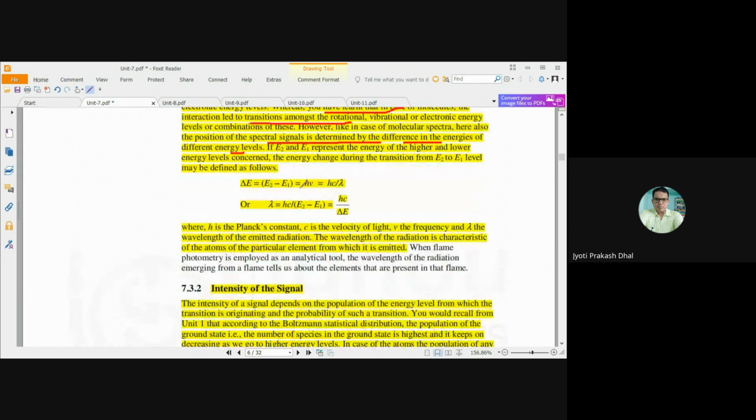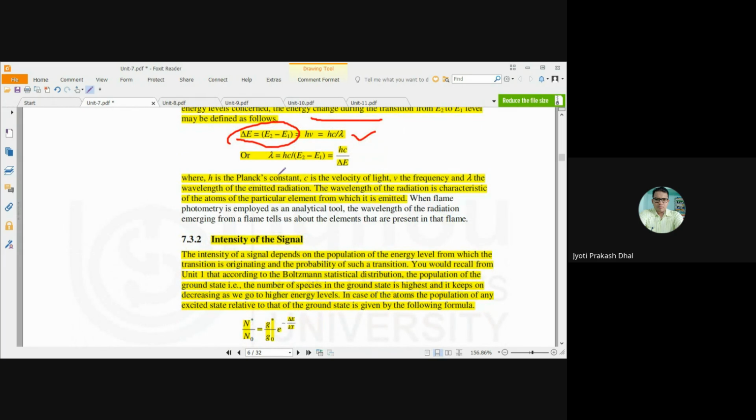For example, if E1 and E2 represent the energy of the higher and lower energy levels, then the energy change during the transition from E2 to E1, that is delta E, equals E2 minus E1, which is equal to h nu, that is equal to hc by lambda. From this, you can calculate lambda equals hc divided by delta E. Here h is Planck's constant, c is the velocity of light, nu is the frequency, and lambda is the wavelength of the emitted radiation.